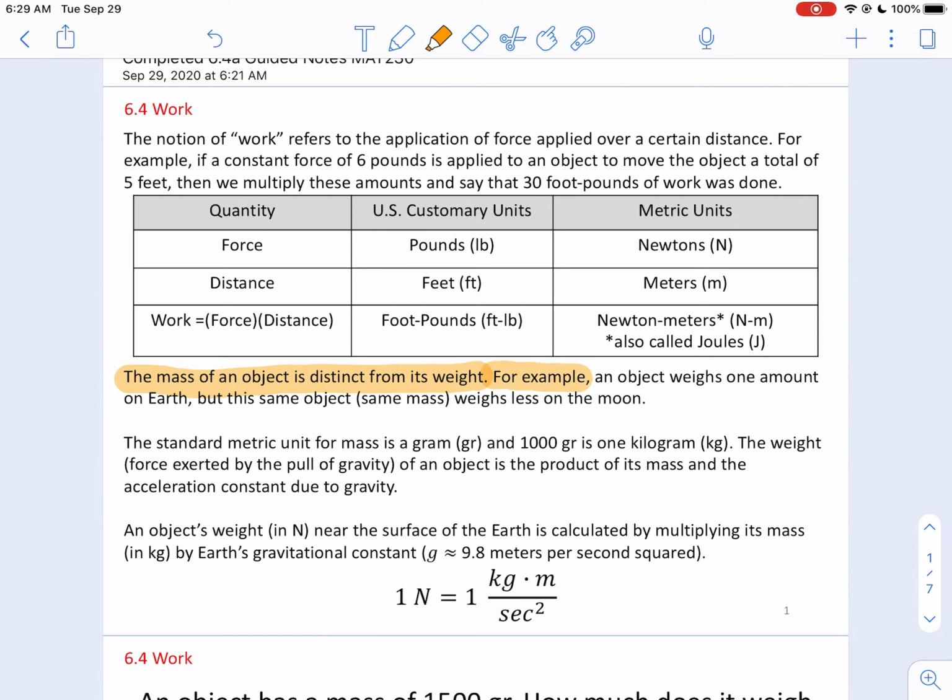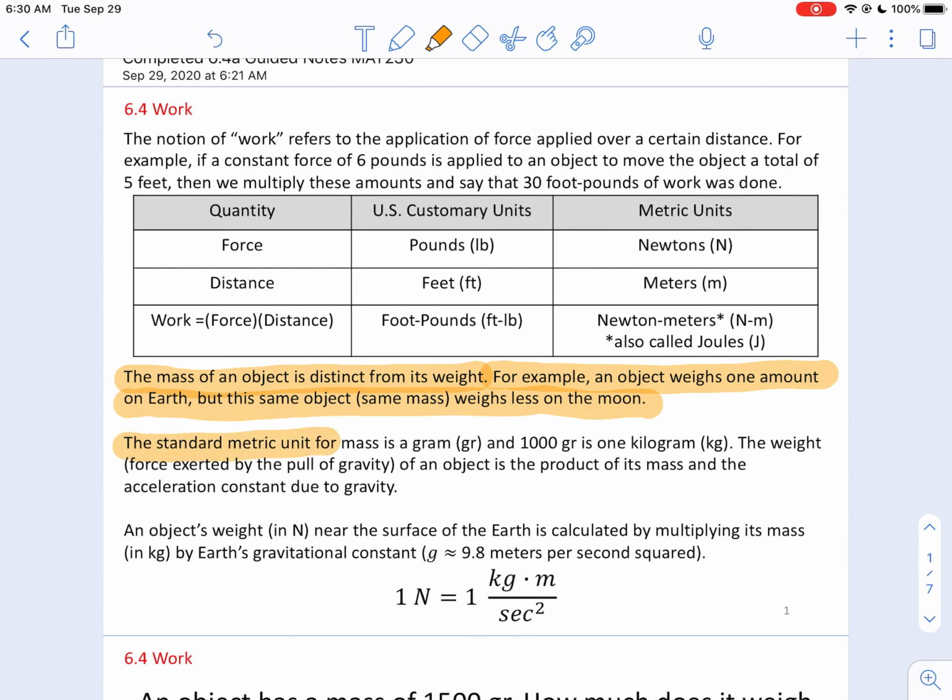The mass of an object is distinct from its weight. For example, an object weighs one amount on Earth, but the same object, which has the same mass, will weigh less on the moon. So mass is an invariant amount. It doesn't depend on the gravitational pull of the planet or planetoid that you're on. Same amount of material means the same amount of mass. However, weight is the result of the planet's gravitational pull on that mass.